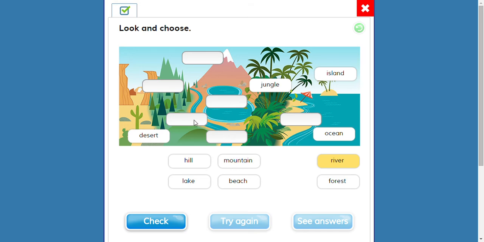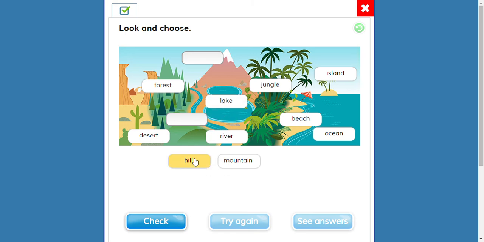This or that? Okay, this one. And what about the beach? Perfect. What about the forest? Here or there? Here. Okay. What about the lake? Okay, this is the lake.